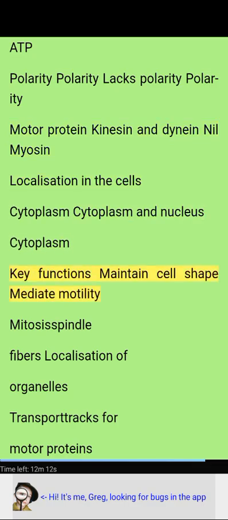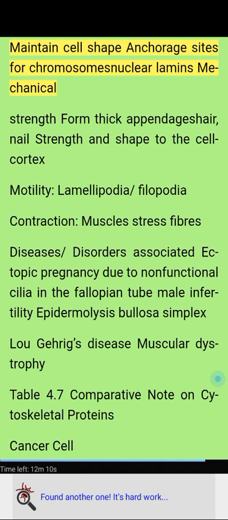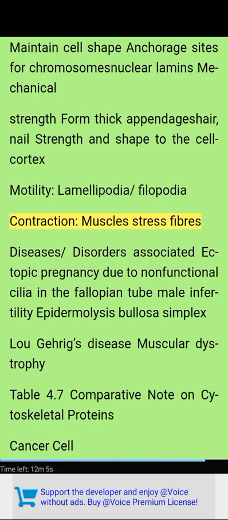Cytoplasm. Key functions: maintain cell shape, mediate motility, mitotic spindle fibers, localization of organelles, transport tracks for motor proteins. Maintain cell shape, anchorage sites for chromosomes and nuclear lamins, mechanical strength. Form thick appendages, giving strength and shape to the cell cortex. Motility: lamellipodia, filopodia. Contraction: muscle, stress fibers.